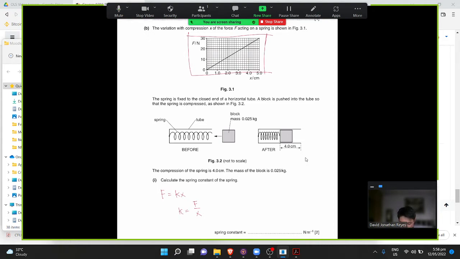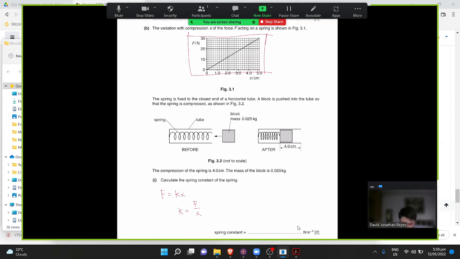Since the compression given here is around 4 cm, you'll be using 4 cm as well. Okay, so that's already the extension, right? Be careful also, the extension and the length after the extension are two different things. You need to subtract that total length from the original length so that you can get the extension, or in this case, compression.